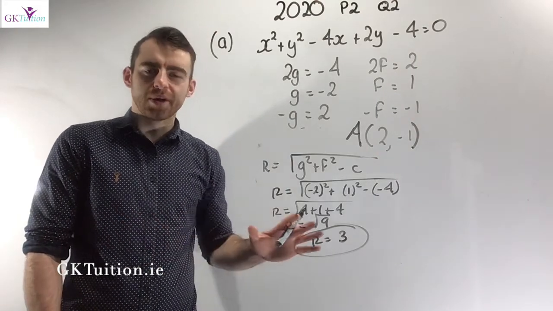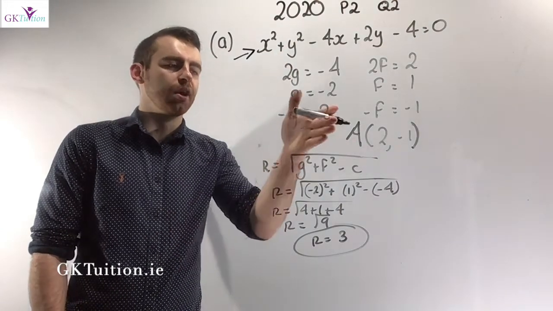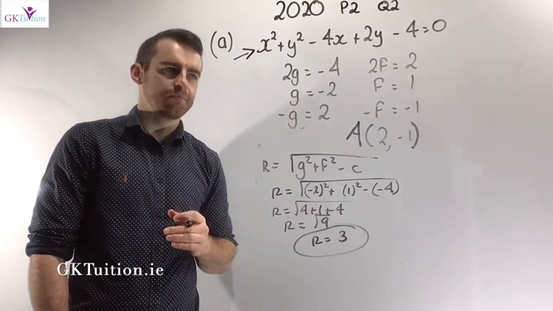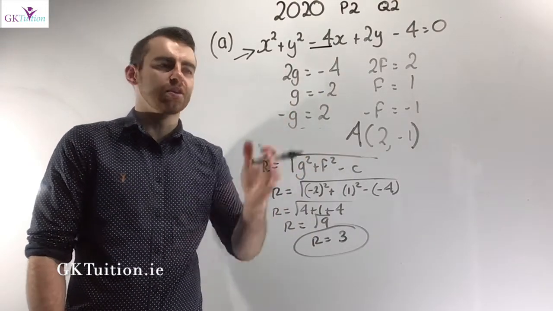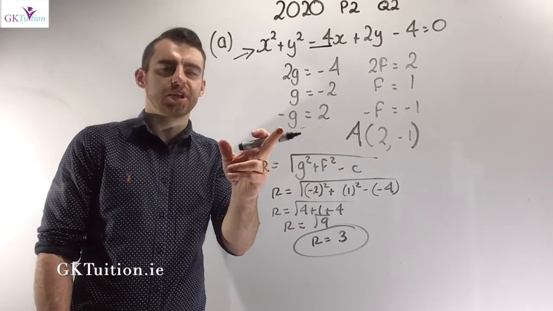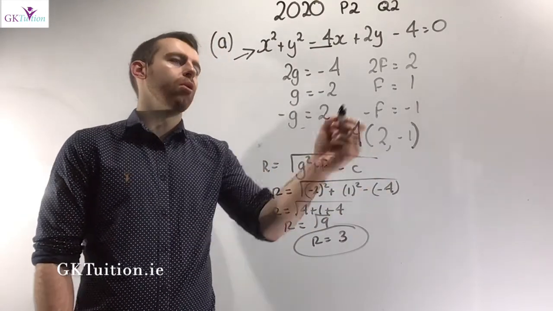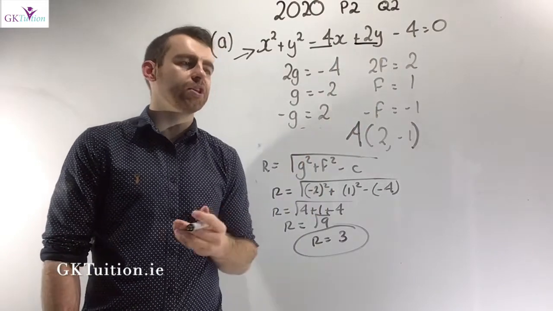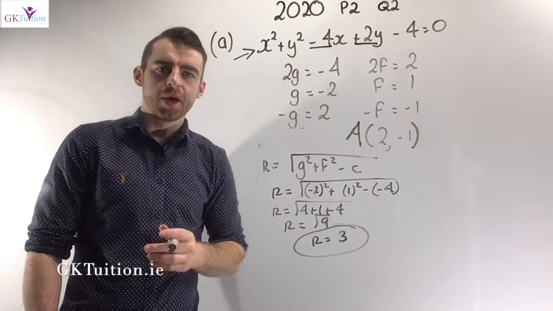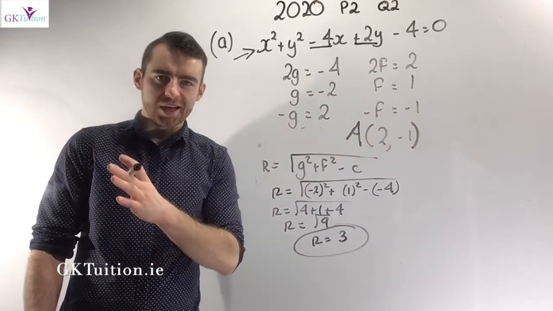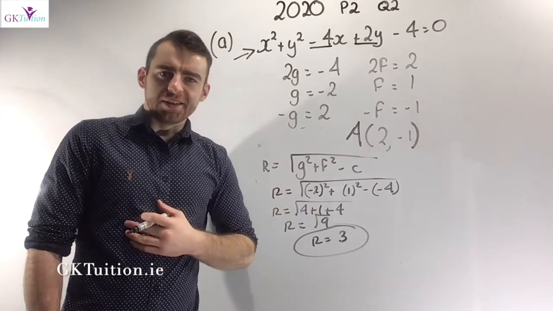Before we even worry about the diagram at all, the first thing you should do is take the equation of your circle, find the centre and find the radius. So that's exactly what I did. The coefficient of x in the equation of the circle is 2g, so you divide by 2 and change the sign, and you work out that the x value of the centre is 2. The coefficient of y in the equation is 2f, divide by 2 and change the sign and you get minus 1. So the centre of the circle, the point that is labelled as A on the diagram, is (2, -1).